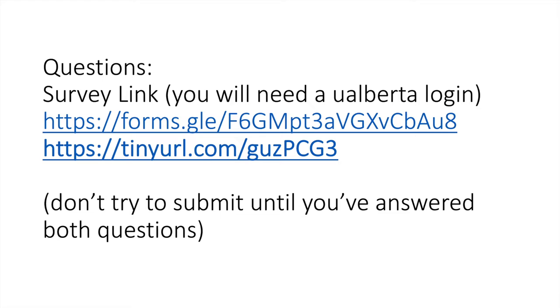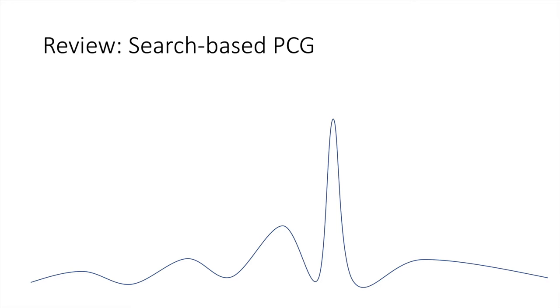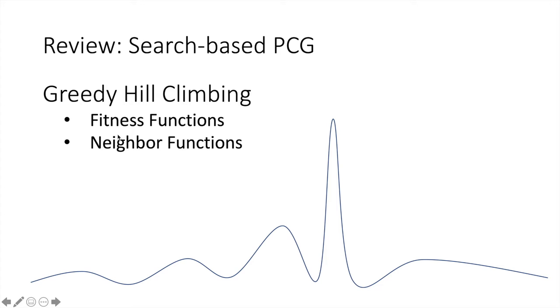So as a review, last time, aka on Friday, we talked about search-based PCG. We talked about a few different approaches. We talked about greedy hill climbing, basically just always trying to go to the next best thing. We talked about the way that fitness functions and neighbor functions impact the performance of this algorithm, primarily through a Unity example. We talked about random walks and how those can help us to get out of the problem of getting stuck in local maxima, as a greedy hill climbing approach will get stuck at the top of a smaller hill, even if what we're trying to find is the best hill in the space.